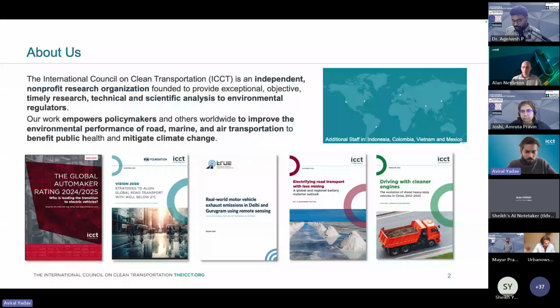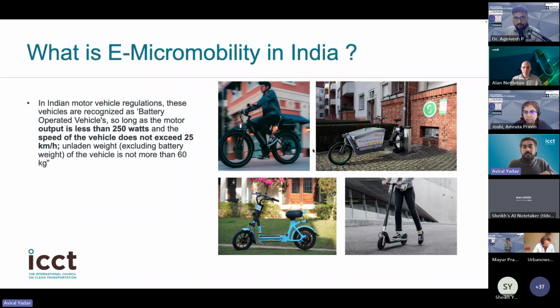So we work on almost all the road modes of transport, cars, two-wheelers, trucks, buses, ships, planes. And there is a lot of research that you will be able to find. What you will not find is something on electric micromobility, and that is interesting. And the cause is that in India, the government does not recognize electric micromobility in its regulations.